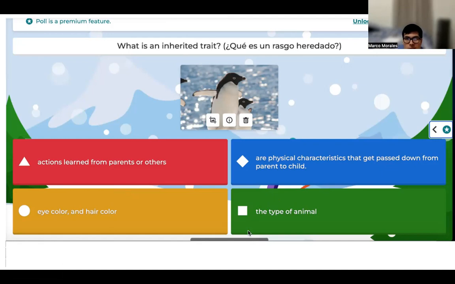Can anyone tell me why green isn't the correct answer? Okay, Maria, tell me. The type of animal. Yeah, exactly. The type of animal isn't even the answer. Like it isn't even correct for this question. All right, let's move on.